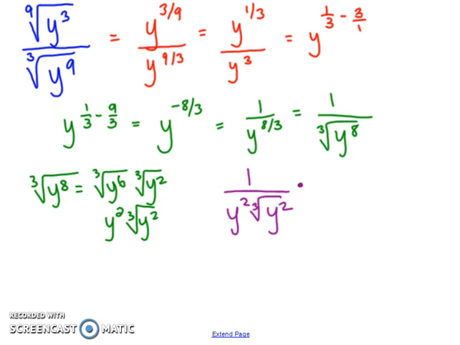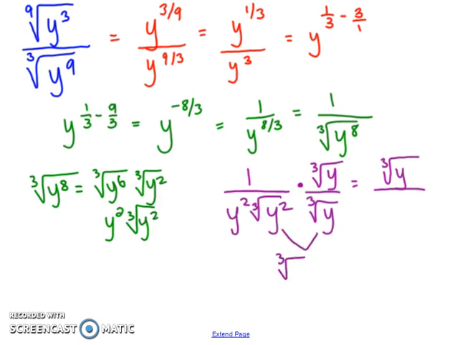Since I have the cube root of y squared, I need to multiply by the cube root of y, so that way my exponents will be a 3 and I can divide that. So now I have the cube root of y on the top. On the bottom, these two together are going to be the cube root of y cubed, which equals y. And I already have y squared, so now I have y cubed. And that would be my answer.